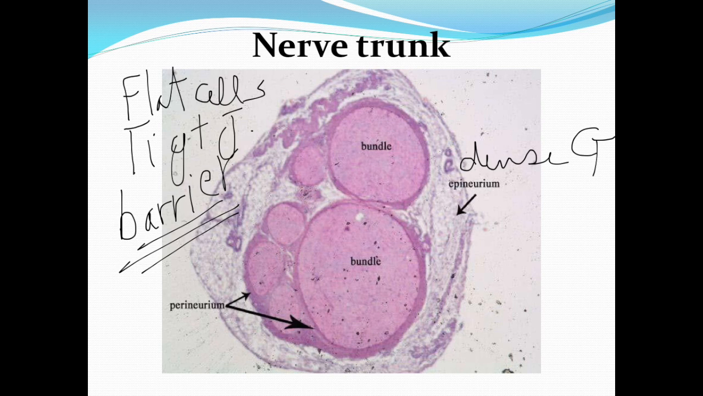So the barrier is present in the perineurium, as the cells are flat cells like epithelial cells, but they are joined with tight junctions, forming a barrier to protect the nerve fibers.